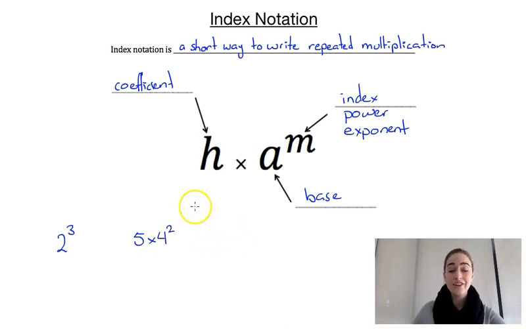We might also have them with algebra. So for example, if we had 7m to the power of 3, then our 7 is our coefficient, our m is our base, and our 3 is our index or our power.